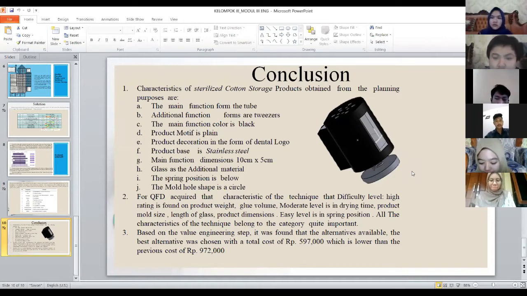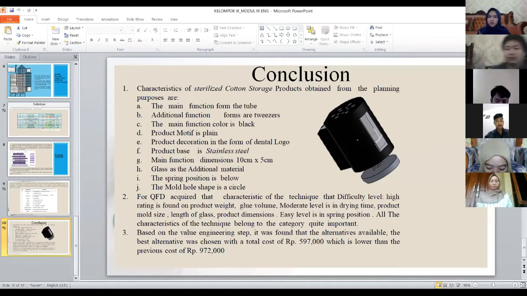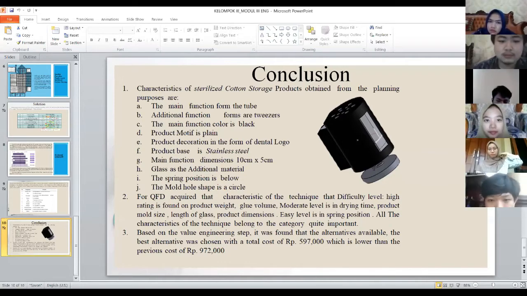Please, Team 3B, give a question. I think it is such an interesting product. So I'm curious, how is the mechanism of the product? Thank you.